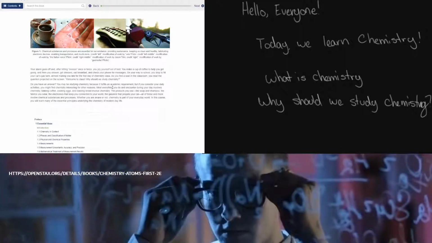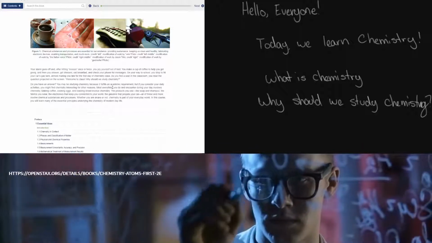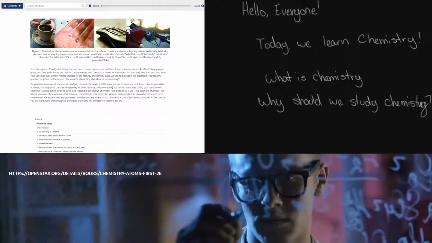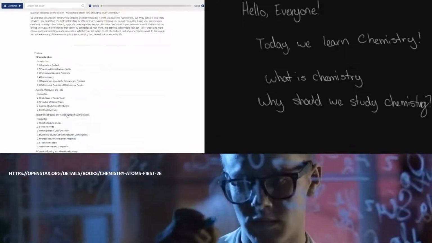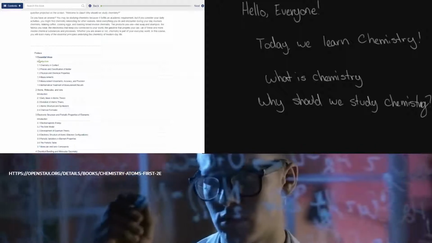And that's the introduction. Again, let me know why you want to study this at all. We're going to go over it anyways, but I'd like to understand why. So, over here we have our entire table of contents. So next time we will go through the preface right here, and then we will look through the essential ideas.